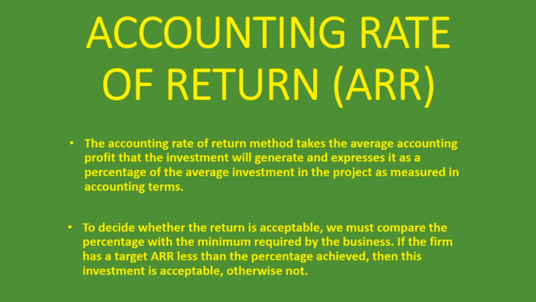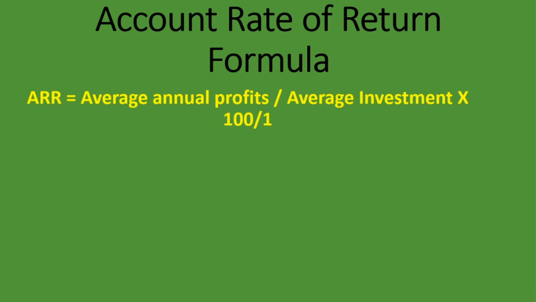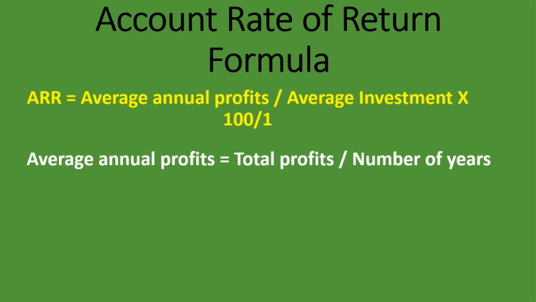So what is the formula for the accounting rate of return? The ARR is calculated as the average annual profits divided by the average investment, multiplied by 100 divided by 1. So what is the average annual profits? Well, we take the total profits for the entire investment divided by the number of years of the investment. So if the investment goes on for 4 years, we'll take all the profits for those 4 years and divide them by 4 to get the average annual profits.